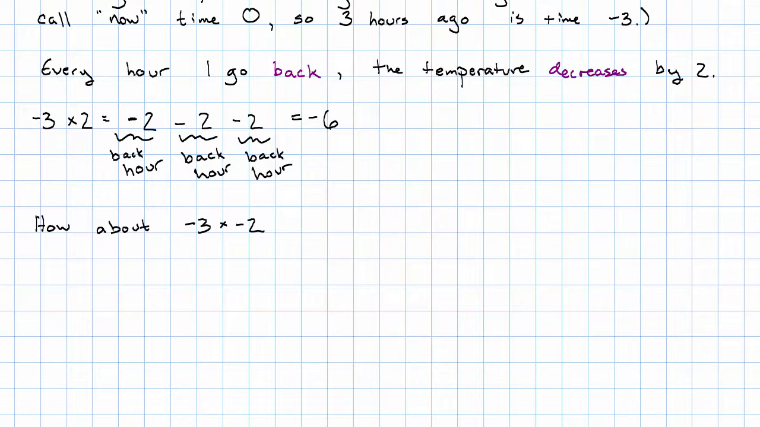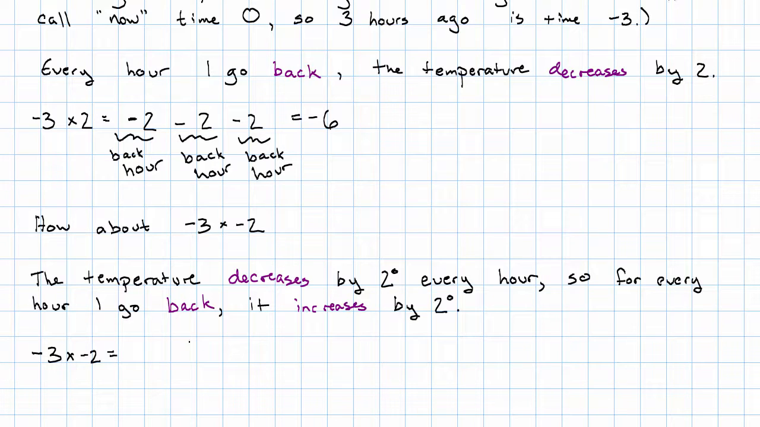I'm saying the temperature goes down by 2 degrees every hour, but I'm going back in time. So for every hour I go back, I have the opposite of negative 2 degrees, minus another negative 2 degrees, minus another negative 2 degrees. Well, thinking about this in terms of the additive inverse, I can rewrite this as addition. This is going to be 2 plus 2 plus 2, which is positive 6.